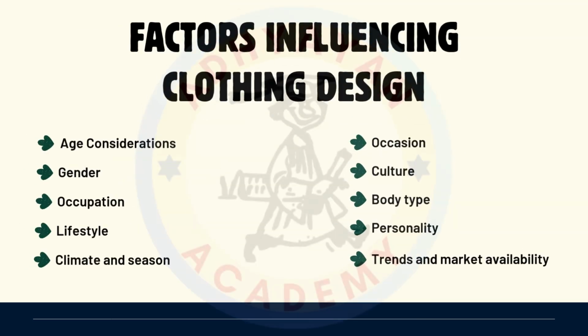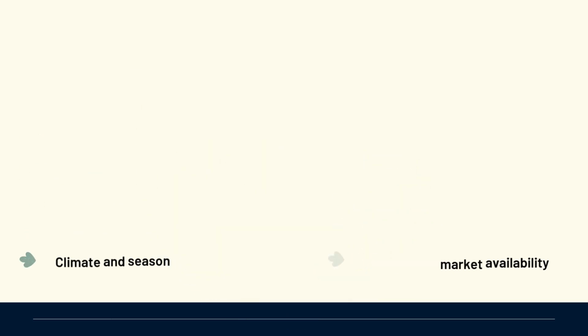Clothing design is influenced by many factors. The age and gender of the wearer decide the style and suitability. Occupation and lifestyle determine how practical and functional the clothing should be. Climate and season affect fabric and color choices. Occasions and culture guide whether attire should be traditional, modern, formal, or casual. A person's body type and personality shape how designs flatter them. Finally, trends and market availability strongly influence what people wear.